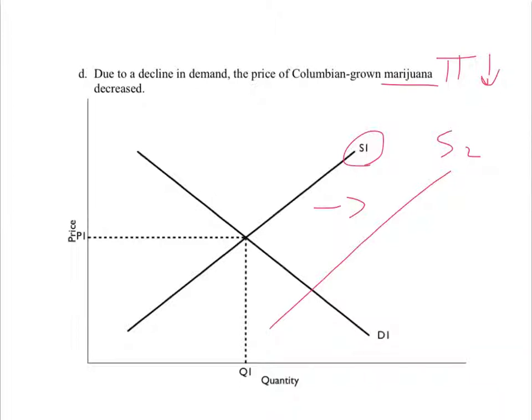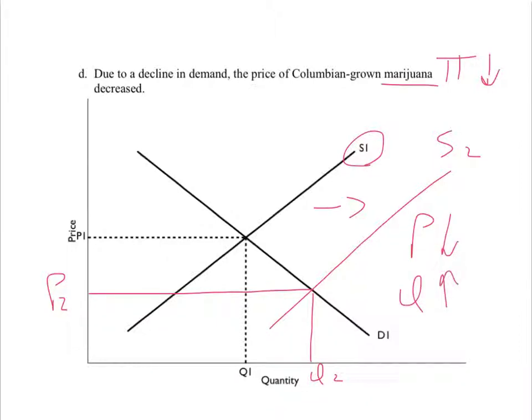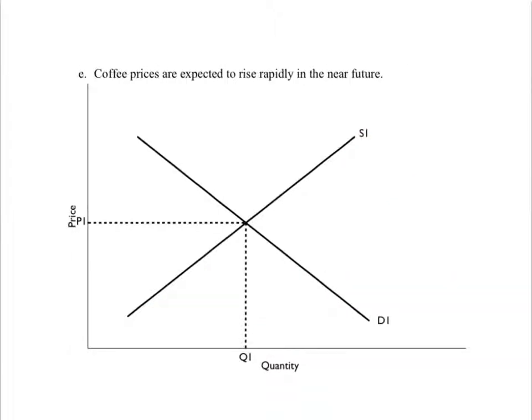As a result, we will see the supply of coffee increasing from S1 to S2. Again, this is a supply change because Colombian grown marijuana is less profitable. Farmers will shift resources towards coffee. This causes the price of coffee to fall and the quantity of coffee to rise. Price decreases, quantity rises. And then finally, coffee prices are expected to rise in the near future. This is the one determinant in our list that impacts both supply and demand.